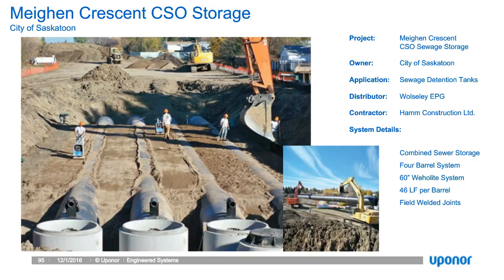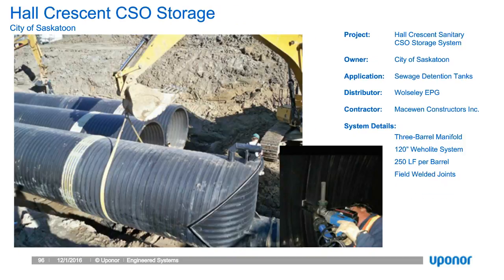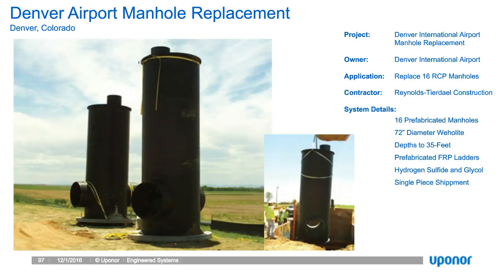Larger diameter structure here, the Hall Crescent CSO project. We used a 120-inch wheelite that was field welded, and we had about 250 linear feet per barrel. So it's a continuous 250 linear foot run of a 120-inch wheelite with field welded joints that had to pass a 24-hour drawdown test for infiltration and exfiltration.